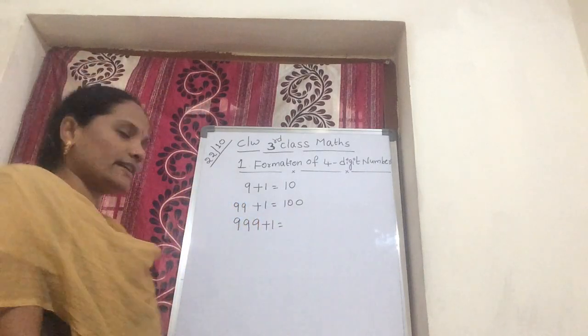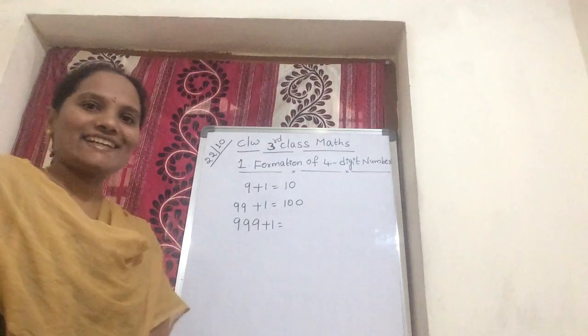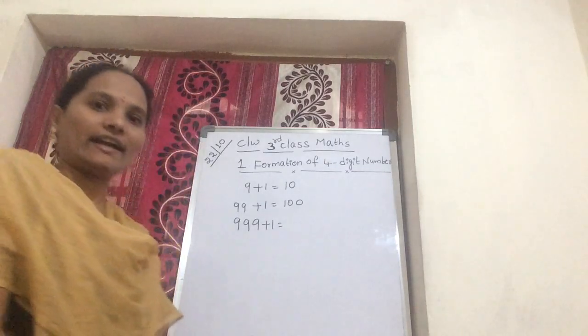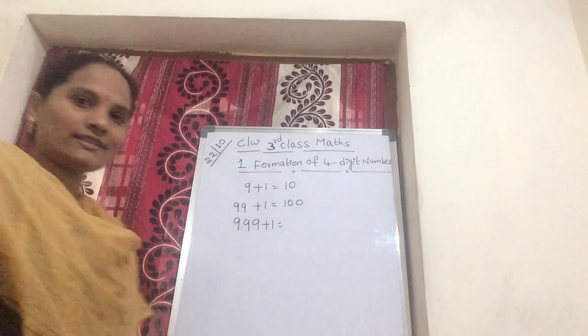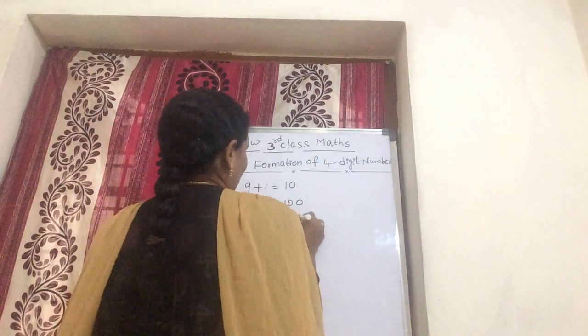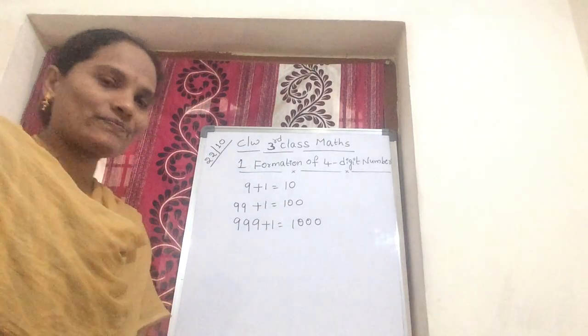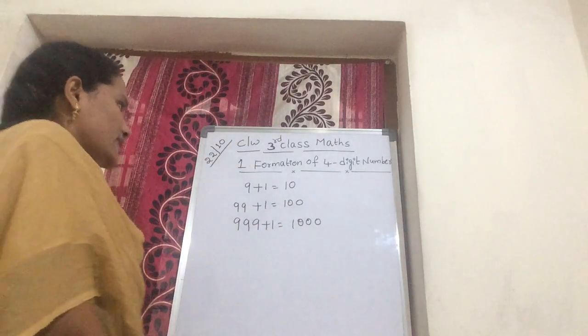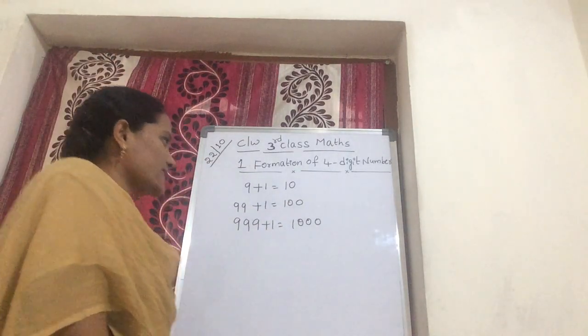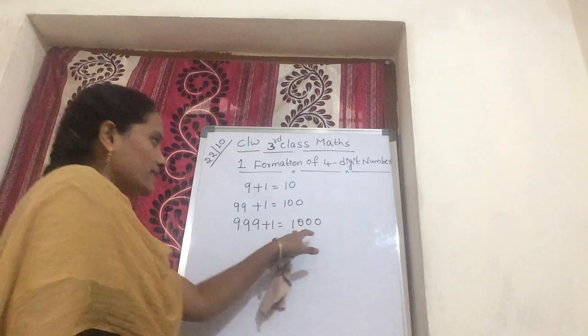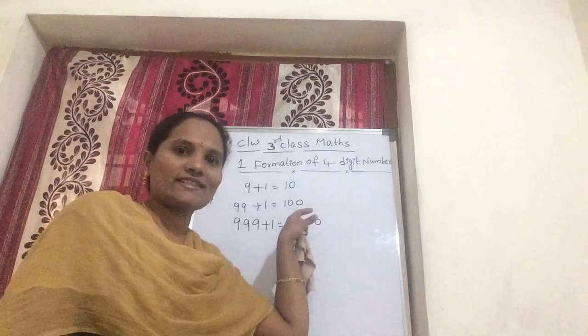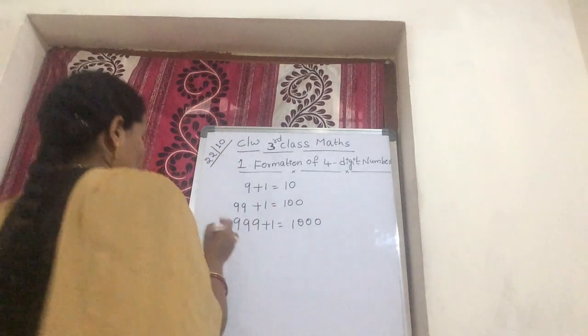999. What is 999? That is the greatest three-digit number. I am adding 1 to that. I get 1000. What is the number 1000? 1000 is the smallest four-digit number. This 1000 is the smallest four-digit number.